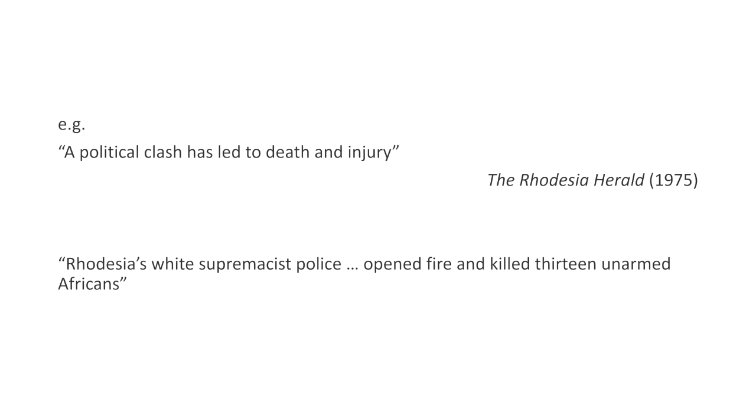So we see these sorts of texts in headlines all the time, right? This is from the Rhodesia Herald in 1975. What about this one? "Rhodesia's white supremacist police opened fire and killed 13 unarmed Africans." What's the difference here? So it's ascribing agency to who? Rhodesia's white supremacist police. So we've got two.